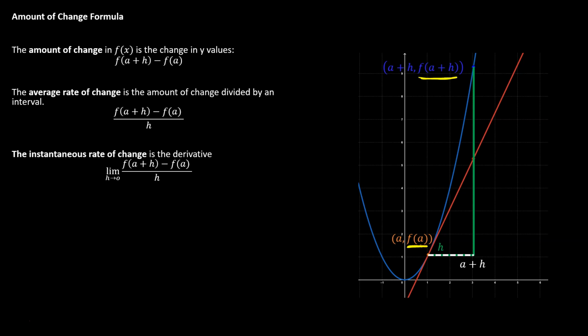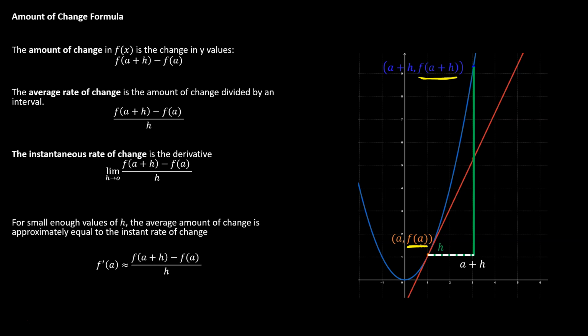We could also talk about the instantaneous rate of change, which is the derivative, which we know is the average rate of change with a limit where h gets smaller and smaller until eventually it is infinitely small or zero. And what we want to talk about in this section is how the average rate of change and the instantaneous rate of change are almost identical when we let h become very, very small.